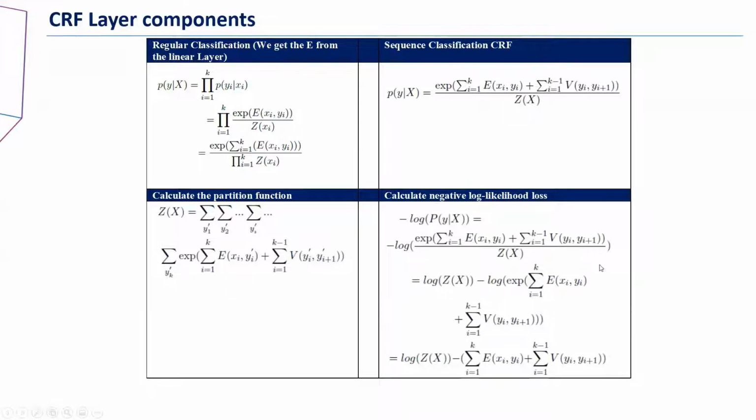And the loss function that has been used for the CRF is the negative likelihood loss, and it optimizes the output of the tag selection.